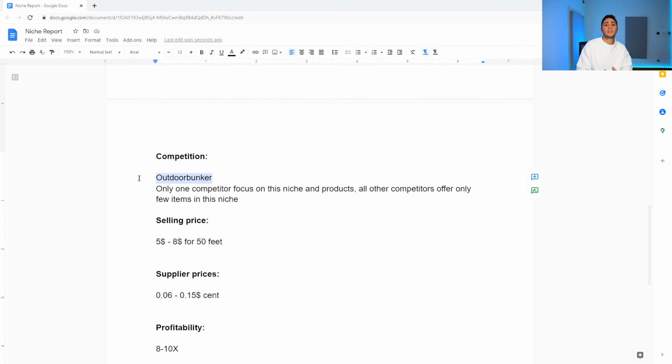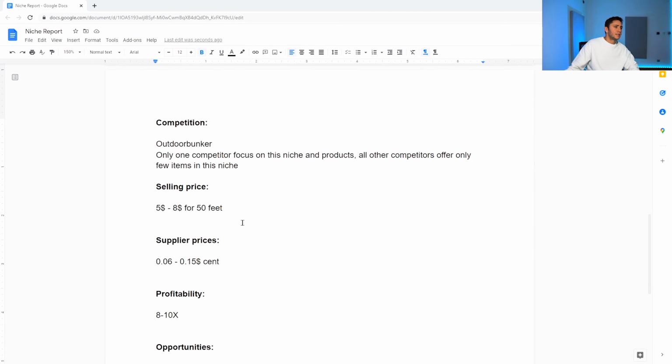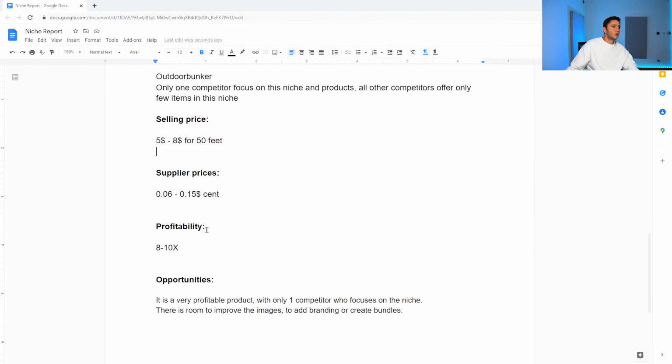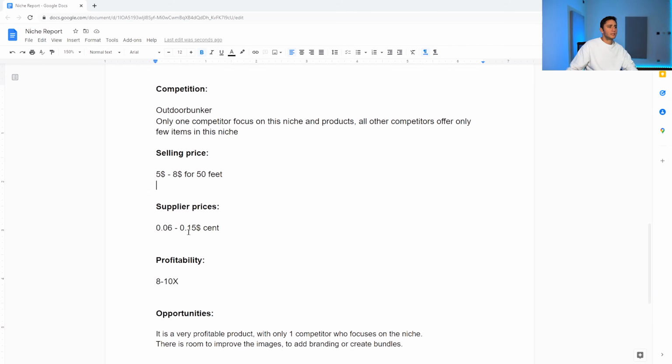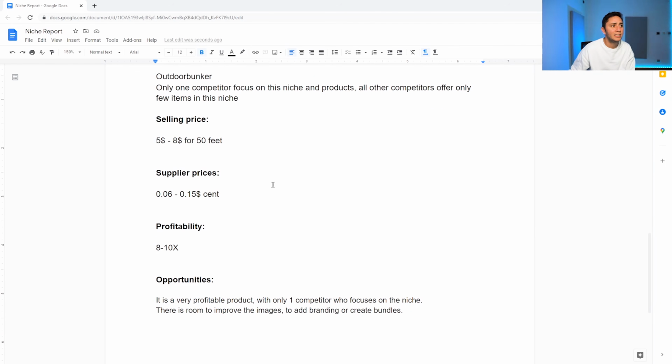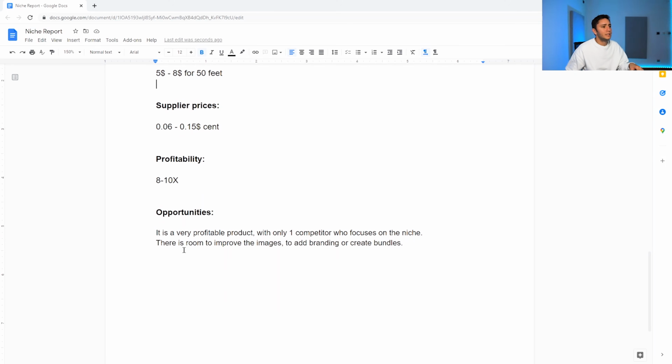And if you're focusing on one store and also have 1,000 listings offering different kinds of variations, you're going to for sure take from his market share. The selling prices for 50 feet is between $5 to $8. This is just averages. Supplier prices between 0.06 to 0.15. So we're getting here between 8 to 10x profitability. And the opportunity, it is a very profitable product with only one competitor who focuses on the niche. There is room to improve the images, to add branding or create bundles, and many options for new listings.